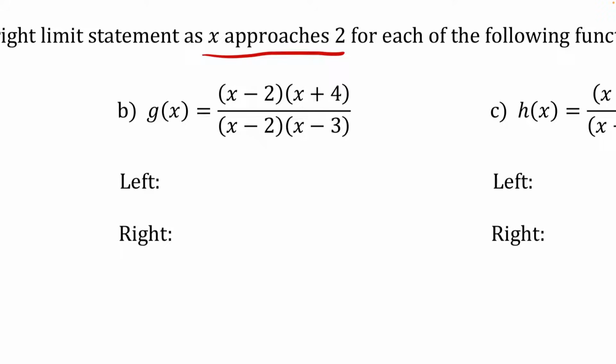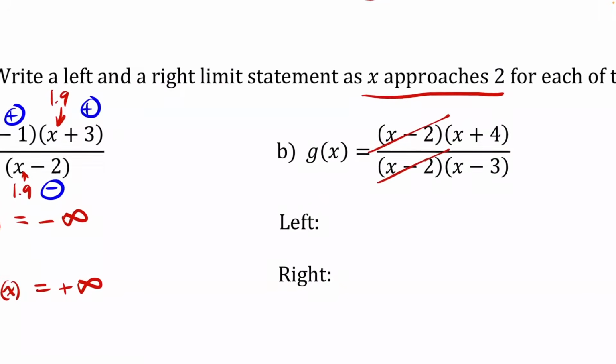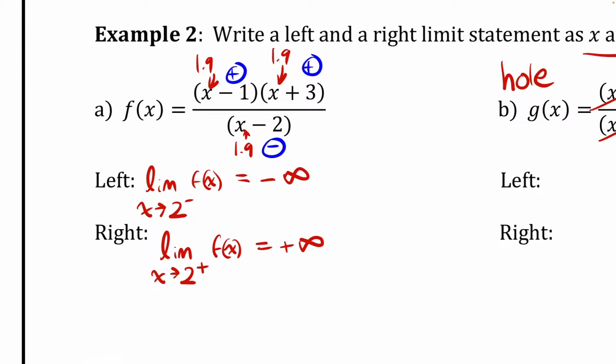All right. Notice in part B that these two terms will cancel out. What type of value do I have? Whole. It's going to be a whole. Everyone label this one. This one is a whole. What type of value did I have in part A? We had a VA, a vertical asymptote.